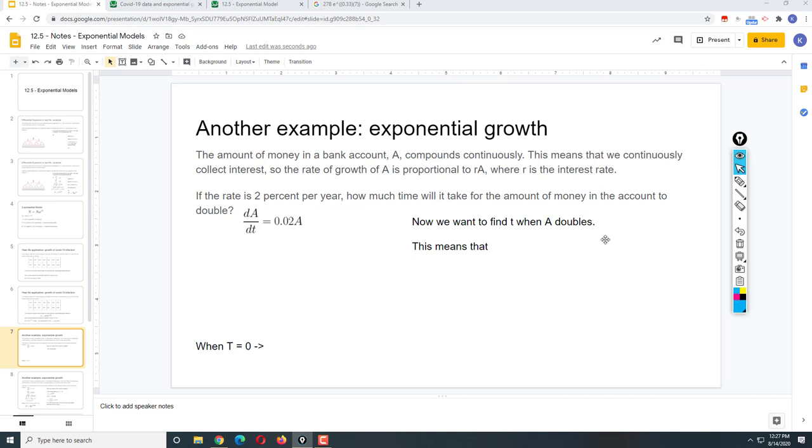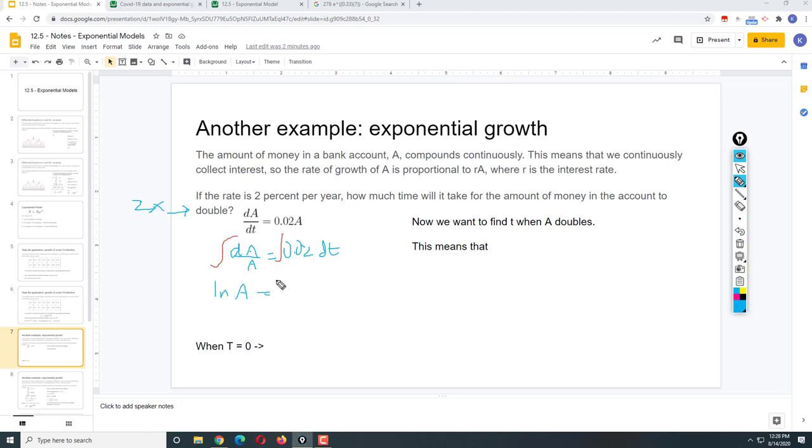If the rate is 2% per year, how much time will it take for the amount of money in the account to double? Okay, double means 2 times, triple means 3 times, and so forth. Half means divide by 2. So that means that dA over dt equals 0.02A. We can solve it the same way. Separation of variables, dA over A equals 0.02 dt. Integrate both sides.